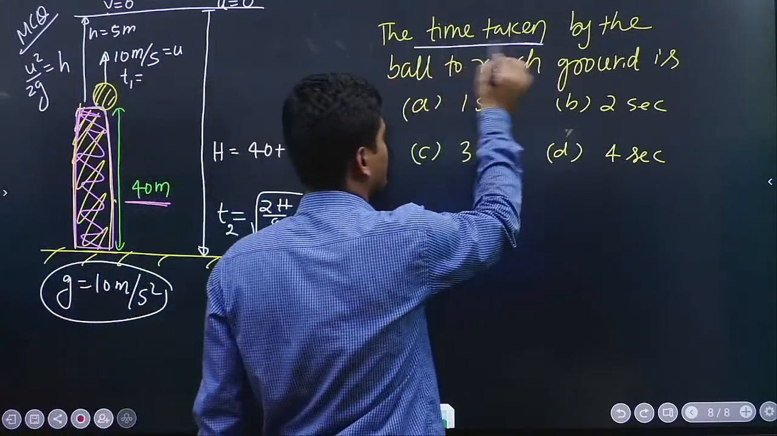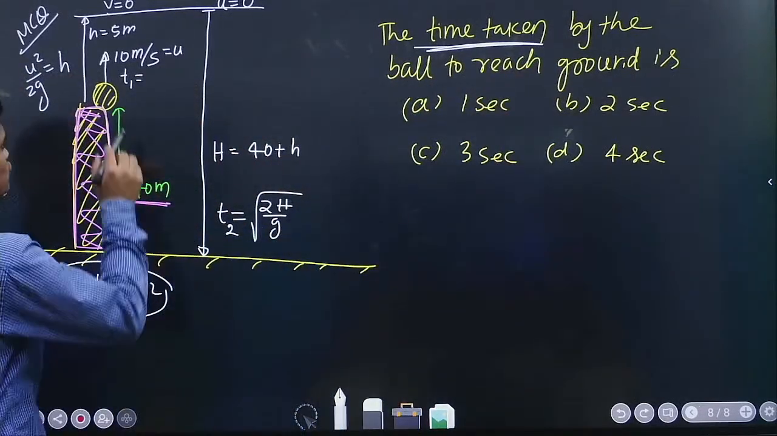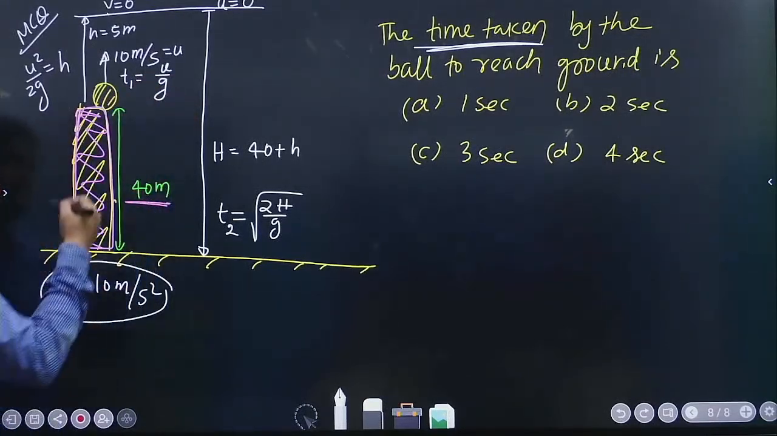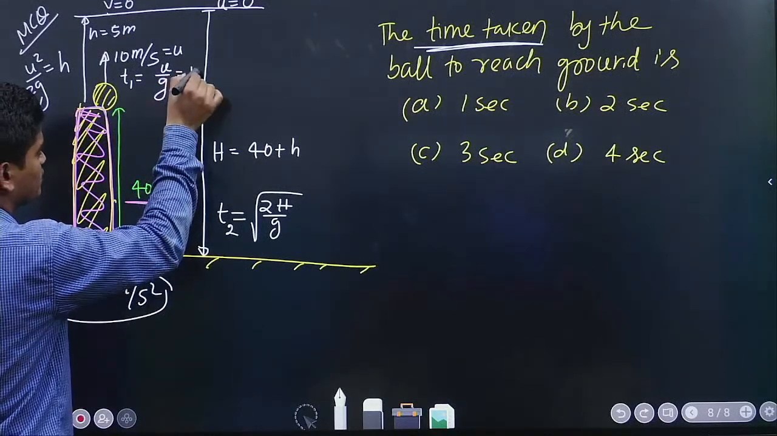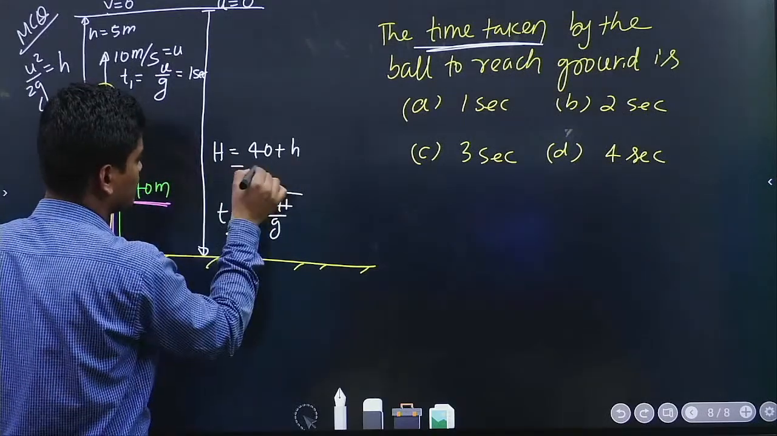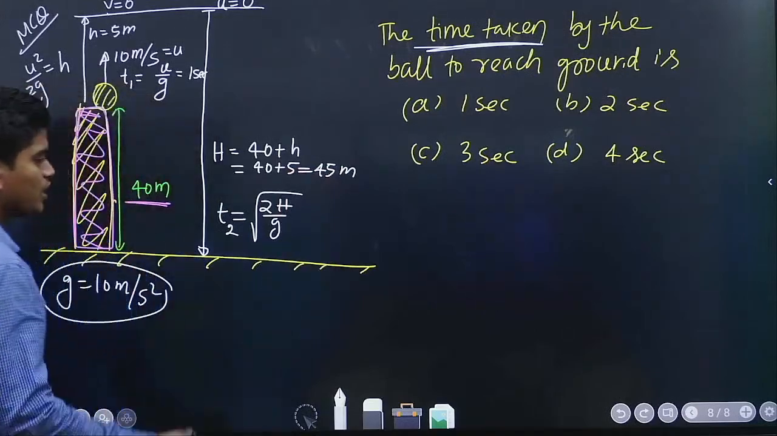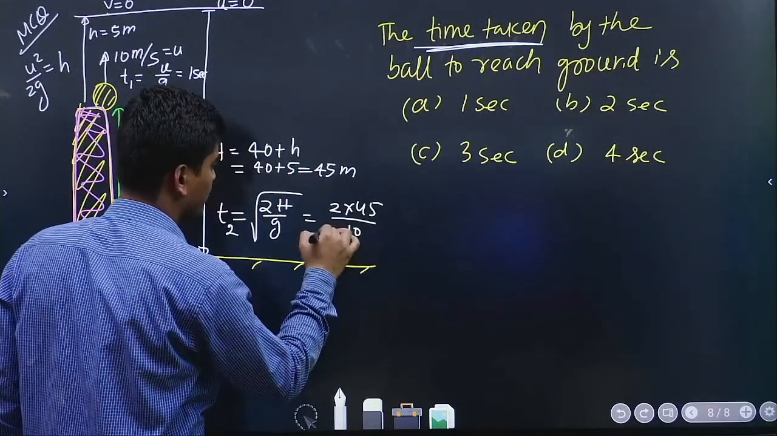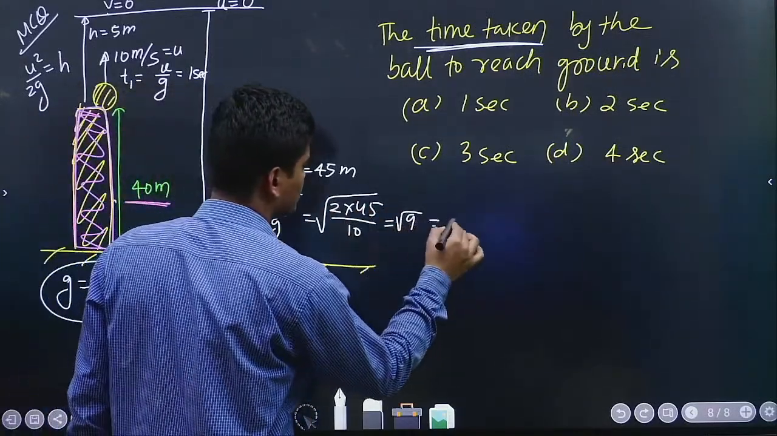They are telling time taken by the ball to reach the ground. Okay, now see here. So here t1, how much? That is u by g, and u is given 10. So if 10 by 10 I substitute, I get 1 second. So t1 is 1 second. And h I calculated already, if I substitute here, it will get 45 meter. This total height is 45 meter. And if I substitute here, it is 2 into 45 by 10. So which is, 45 into 2, 90. 90 by 10 is 9.